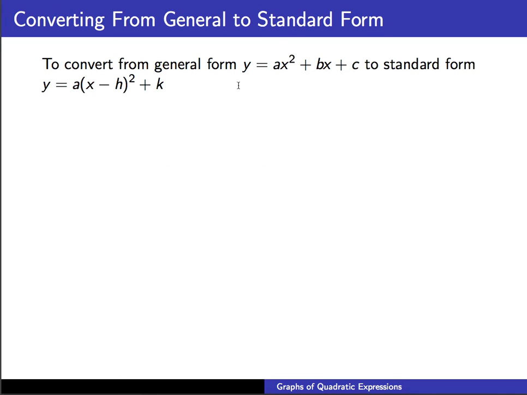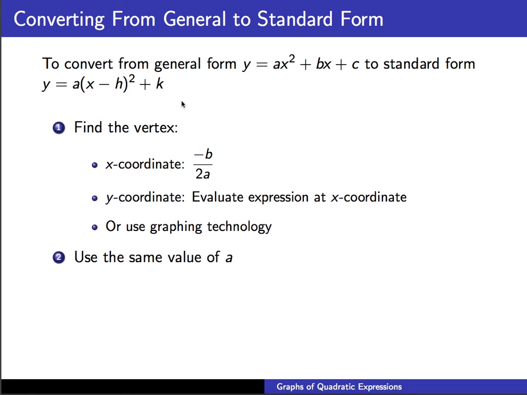So we're going to look at how to convert from y equals ax squared plus bx plus c form, the general form, to our standard form of a times (x minus h) in parentheses squared plus k. We're going to start by finding the vertex. Algebraically, the x coordinate, the value of h, is negative b over 2a. So for whatever values we have for a, b, and c, if we take the opposite of b and divide it by 2a, that'll give us the x coordinate of our vertex. The y coordinate is what we get when we plug that value of x back into our expression. So we just evaluate the expression at whatever this x coordinate is.